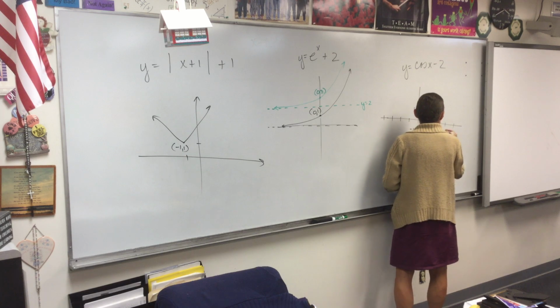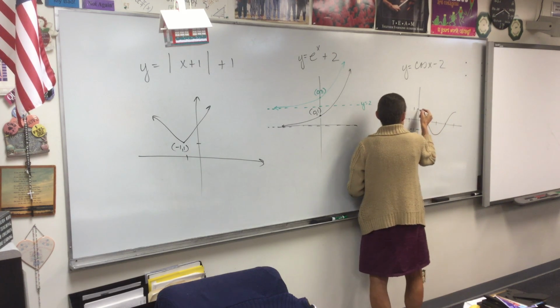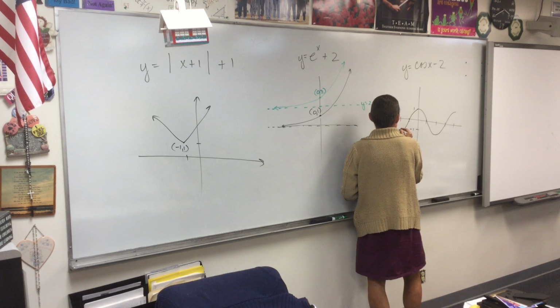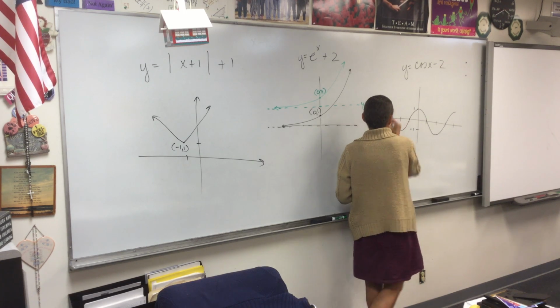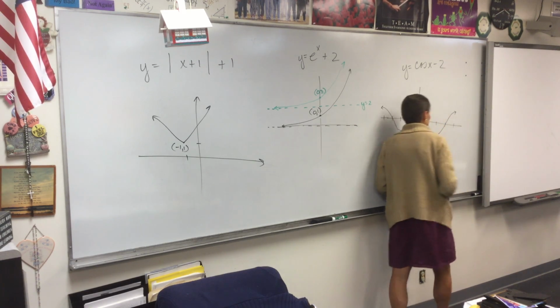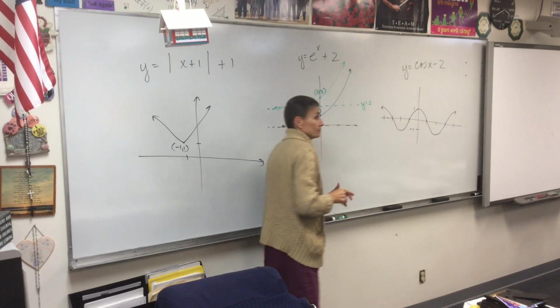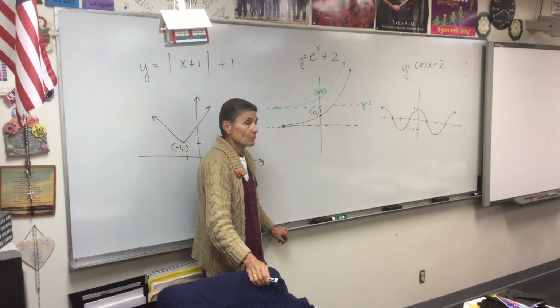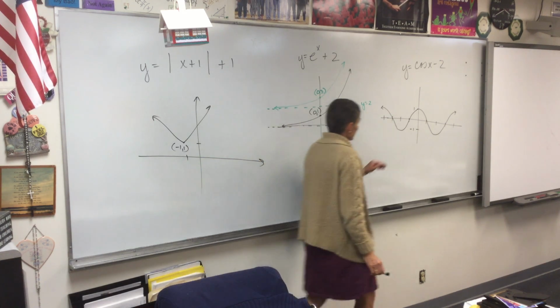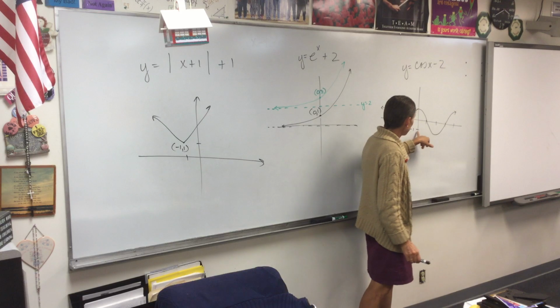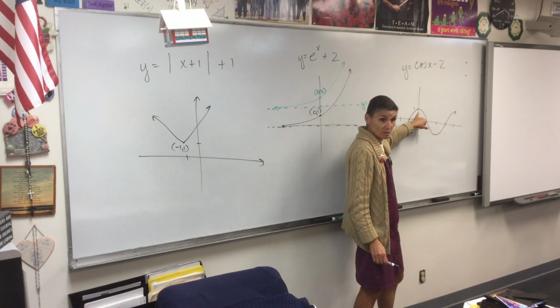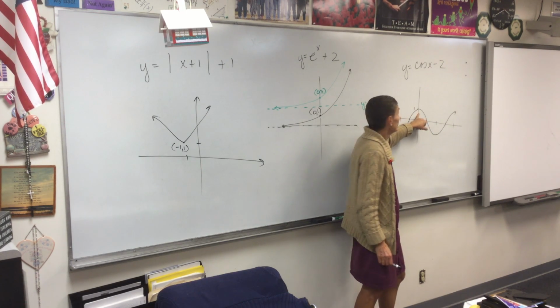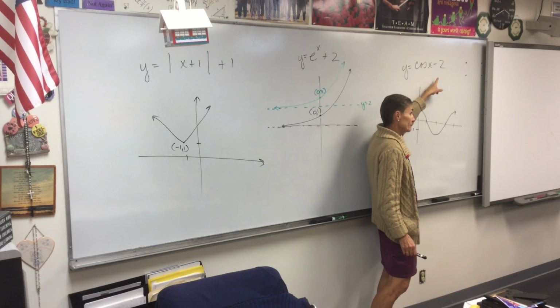Here's my cosine. This is not the answer. This is the regular cosine curve. Now notice it's bouncing back and forth between -1 and 1, right? That's what the basic curve does. What am I doing to it?